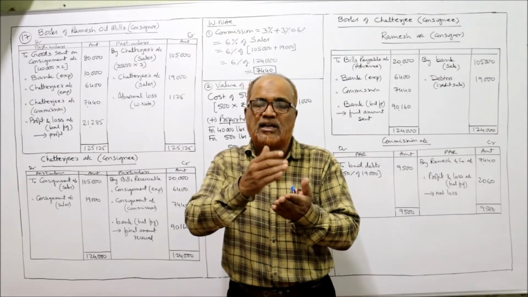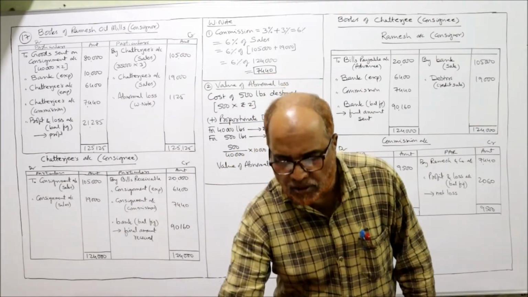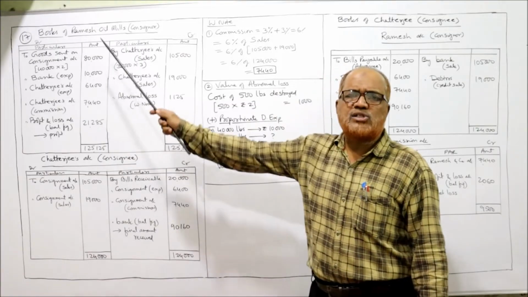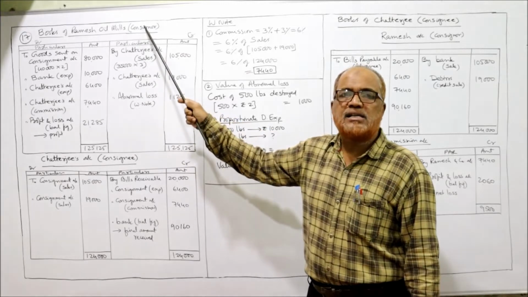Assuming that the consignee, Chatterjee, has settled the account by paying the final amount. That's all. So it's not at all difficult. Easily we can do it. First of all, the consignor. Who is the consignor? Ramesh Oil Mill is the consignor.